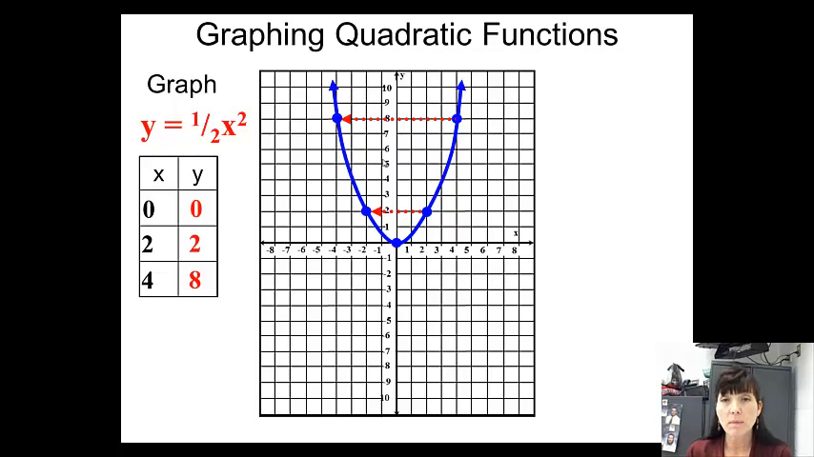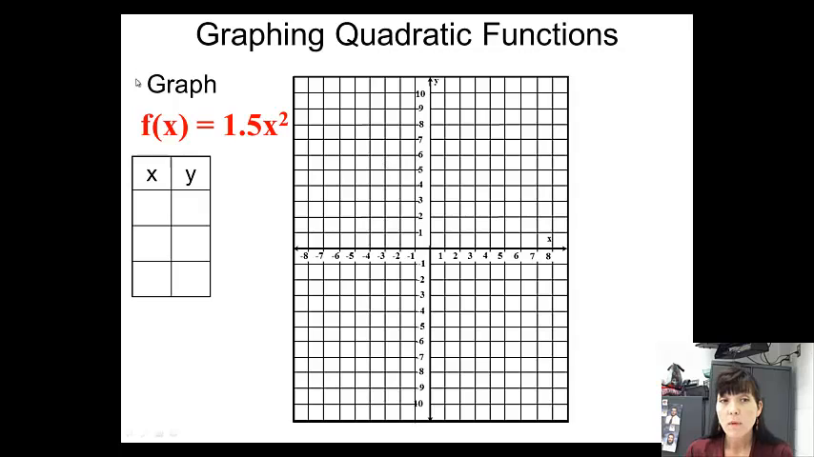So I'm going to put the next one up on the screen. I would like you to try it on your own and see if you can figure out how to graph it. We have the function of x is 1.5 x squared. The 3 terms that I want you to use for x are 0, 1, and 2. Now would be a good time for you to pause the video.